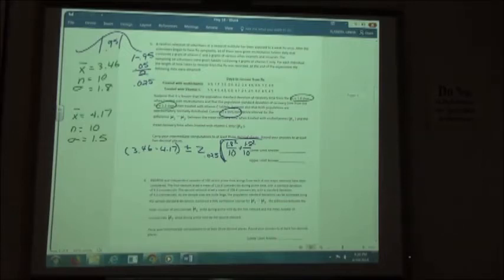So when we put that in, we're going to start with the parentheses. And put in the 3.46 minus the 4.17.